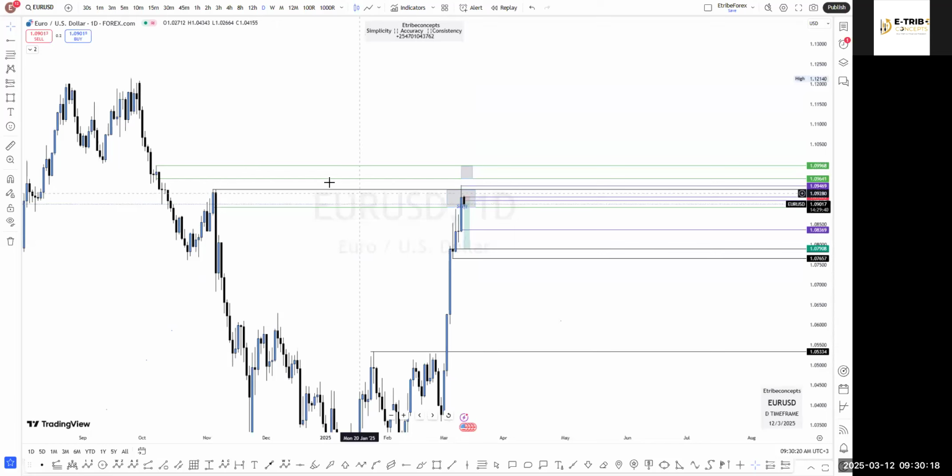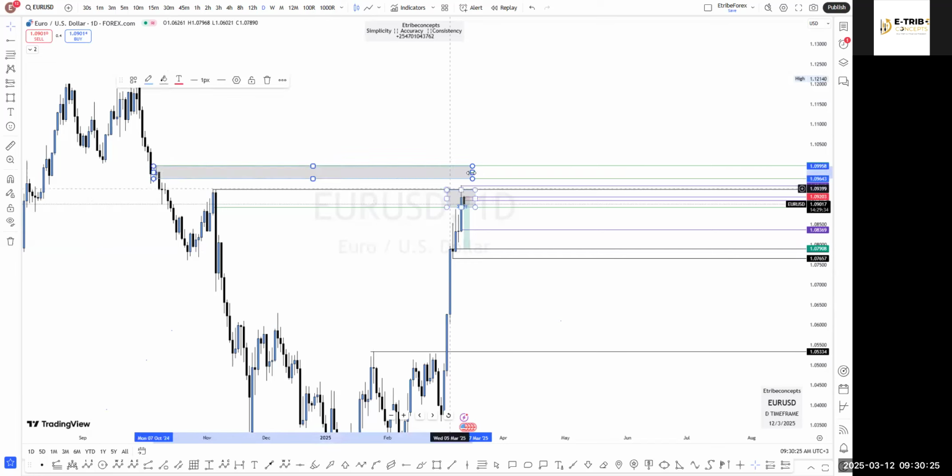Tumekuwa bullish na price iko happy. So kuna hizi two zones nimezichora hapa. Kuna hiyo zone ya juu na kuna hii zone ya chini. Kuna hiyo ya juu na kuna hii ya chini as my areas of liquidity.